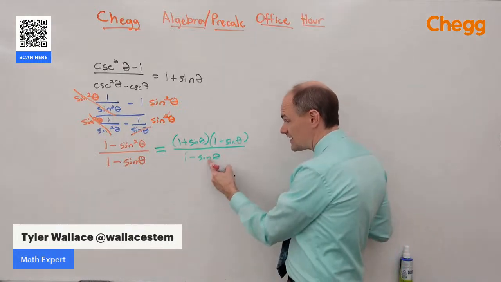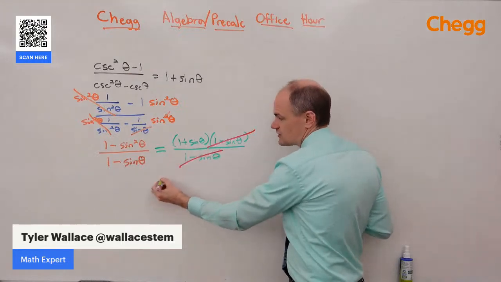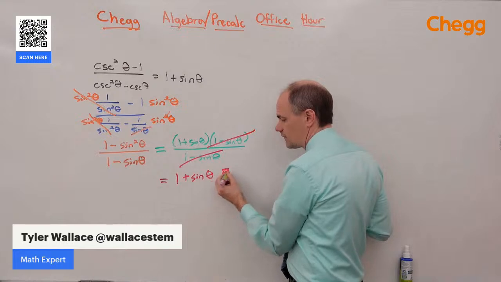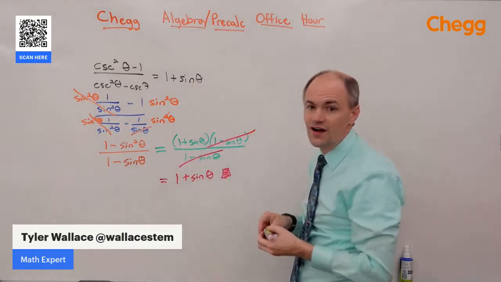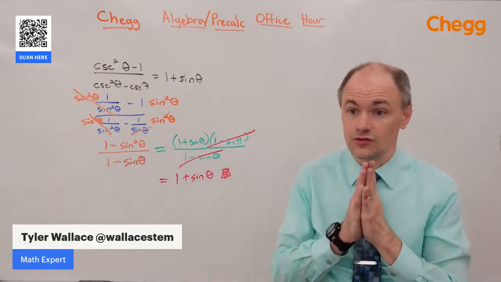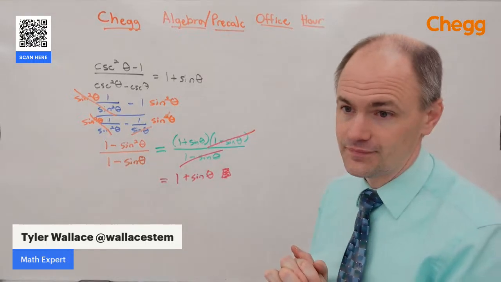So we've got this 1 minus sine on top and bottom. Reduce them out, and we're just left with 1 plus sine, which is what we wanted on the other side of the equation. So QED, we are done.